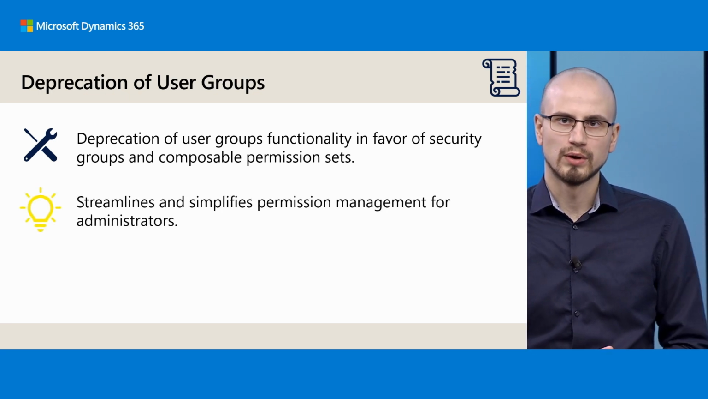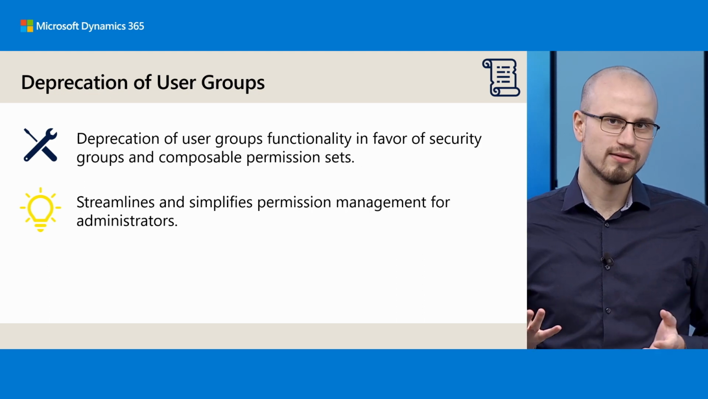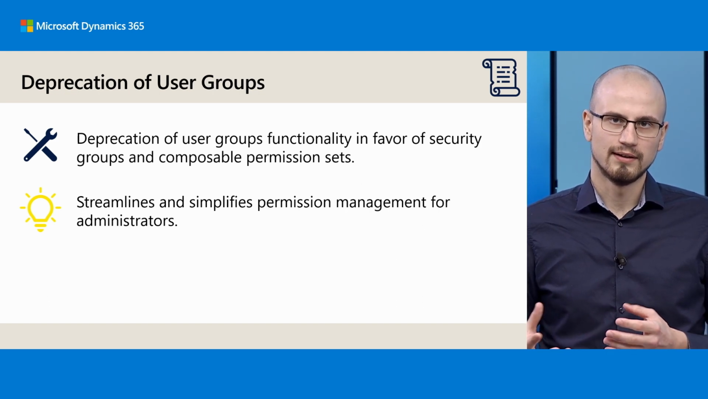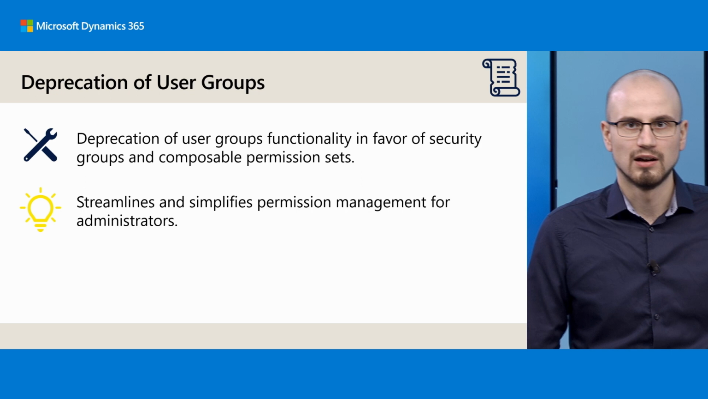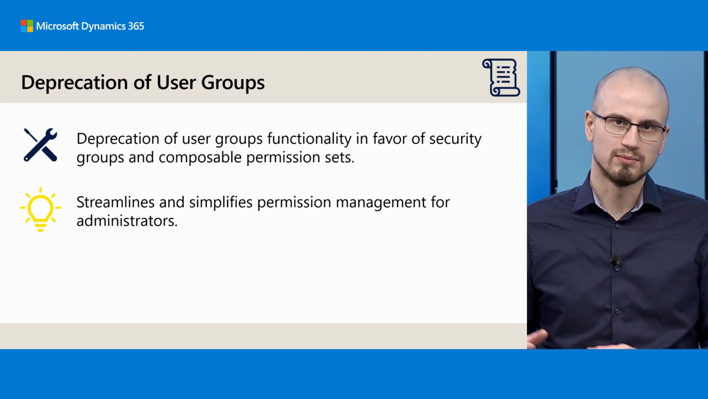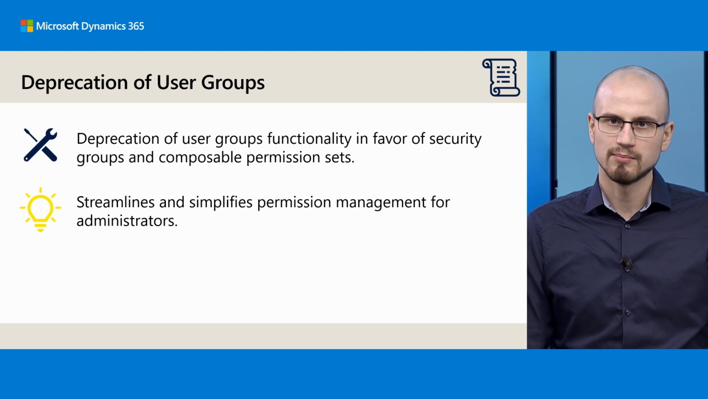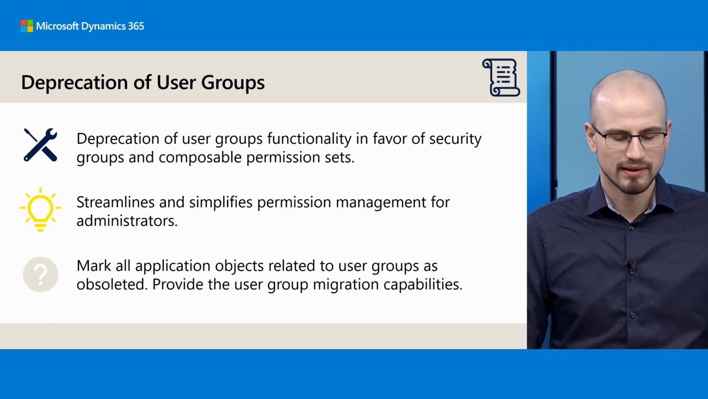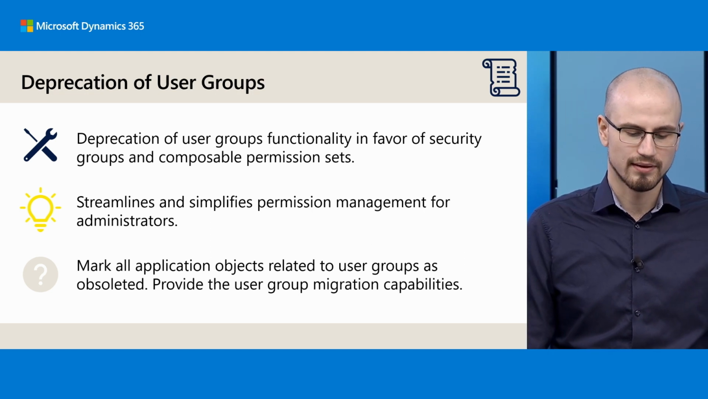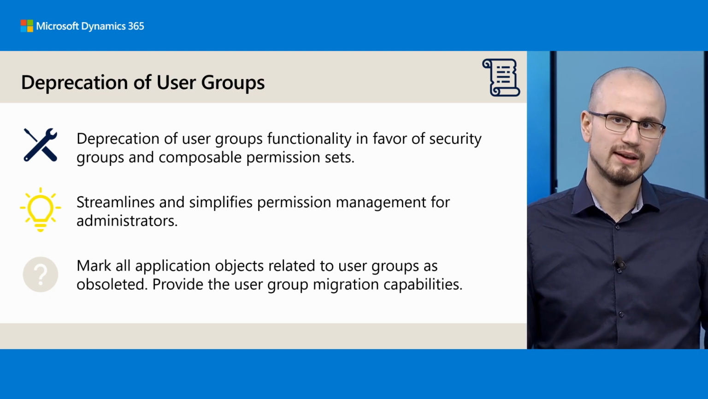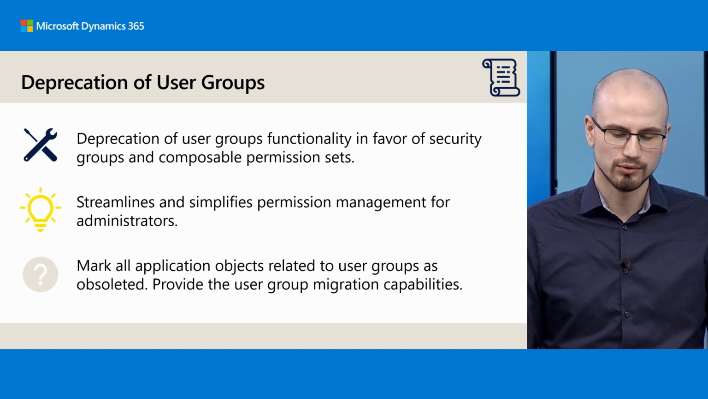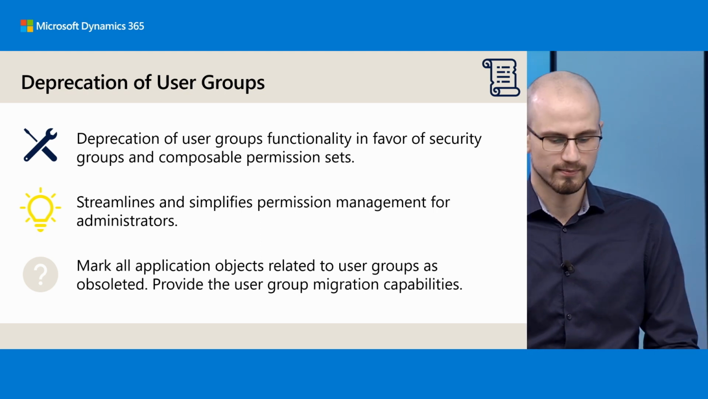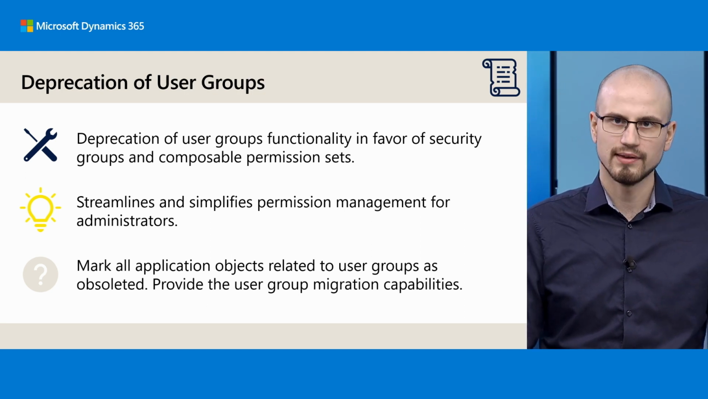Now, why have we done it? We could have kept it, but it's just yet another concept that admins would have to keep in mind, and it wouldn't add anything new to the system when you can control permissions through security groups and directly through permission sets. So we've done it to streamline and simplify the permission management for administrators. And how have we done it? We marked all the application objects related to user groups as obsoleted, and we provided some migration capability so that it's as easy as possible for you to migrate your existing user groups into permission sets and to start using security groups. Let's move on to the demo then.